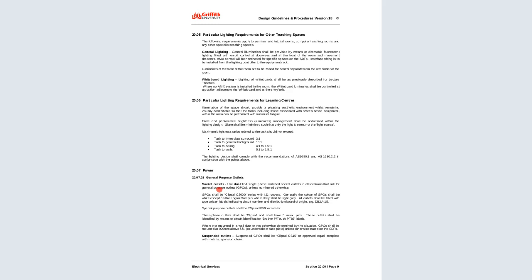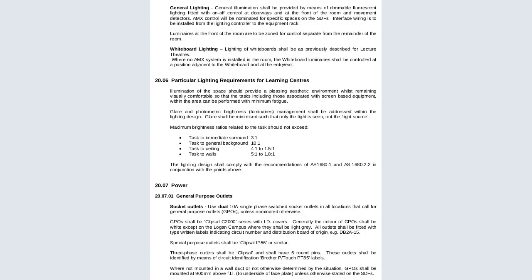Now the general purpose power outlets. The power outlets are normally the socket outlets. Most of the time we also want to calculate the number of power outlets that are given. How do we calculate the number of power outlets? So socket outlets use a dual 10 ampere single phase switched socket outlet in all locations that call for a general purpose outlet.